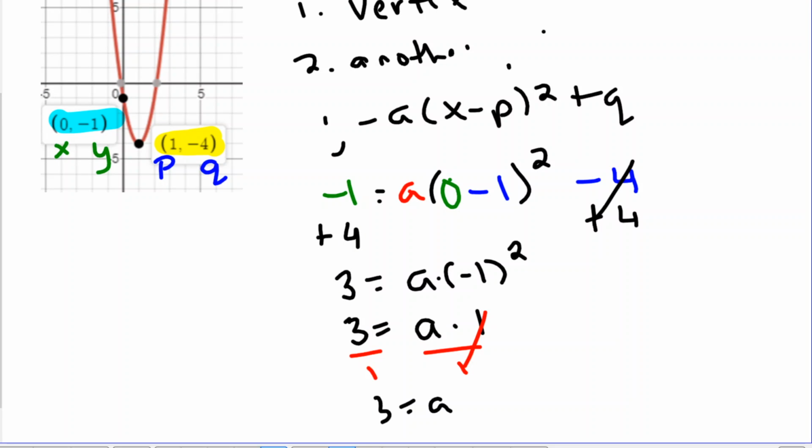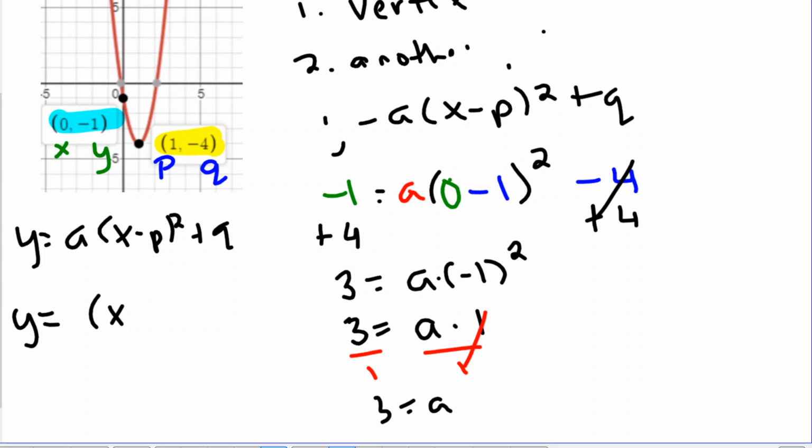So remember our general form was y equals a(x minus p) squared plus q. If I'm talking about an equation, I want to keep the y and the x as variables, right? Because I want to talk about the whole function. We substituted x and y in before so that we could solve for a, but then that's only referring to that one specific point that we had in green. I want to make sure my equation represents the whole graph.